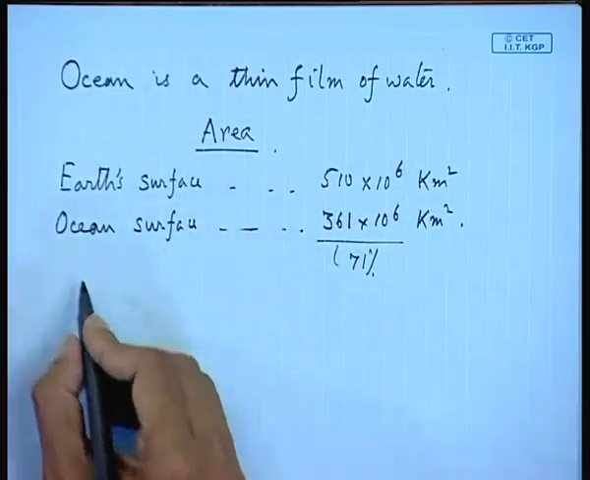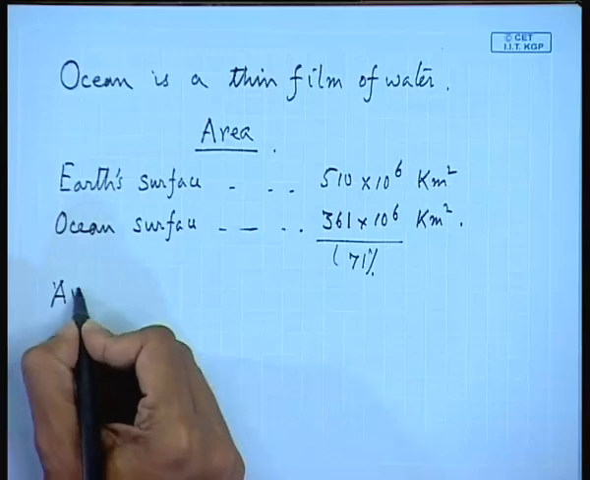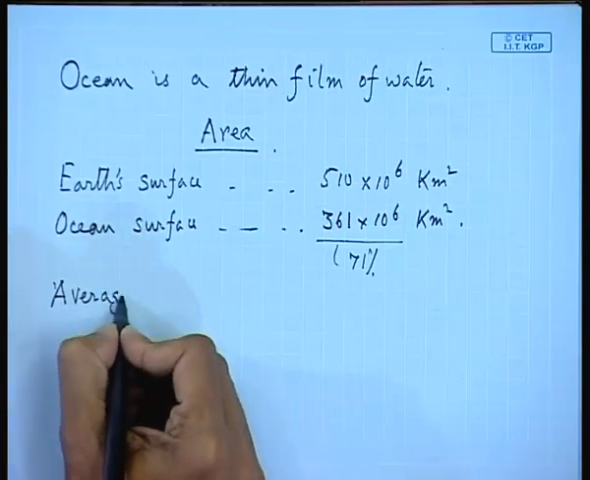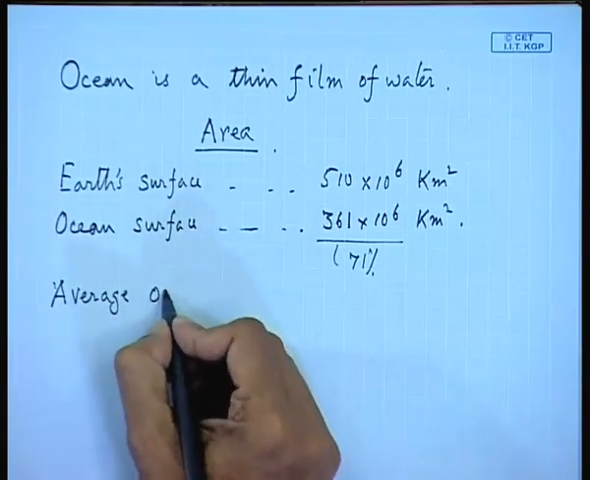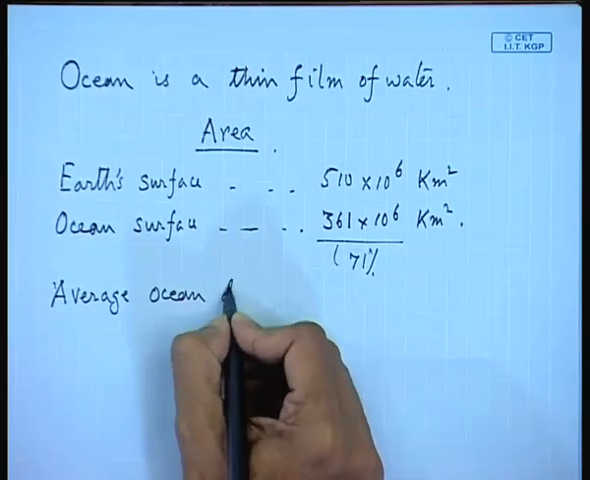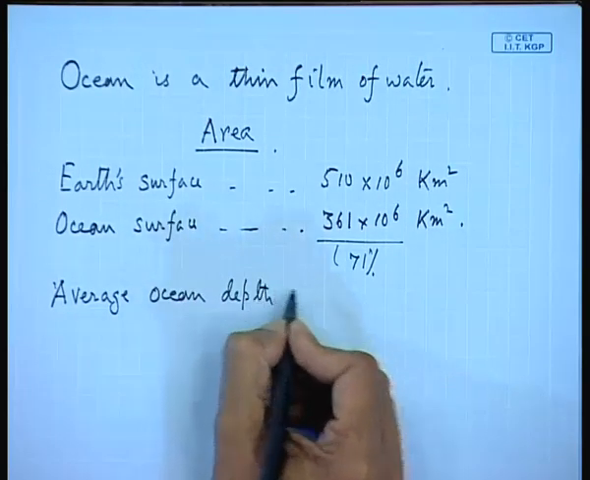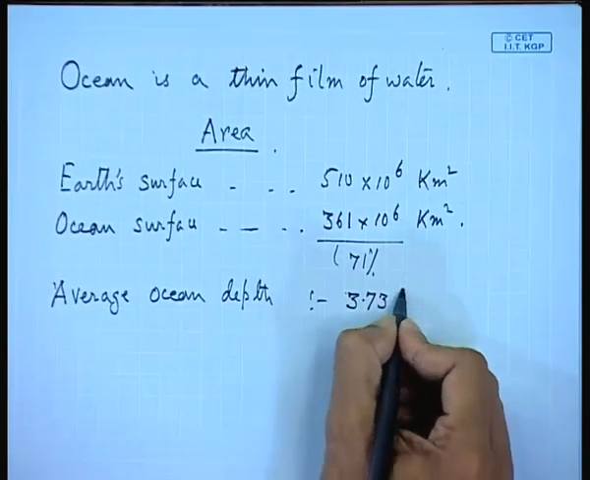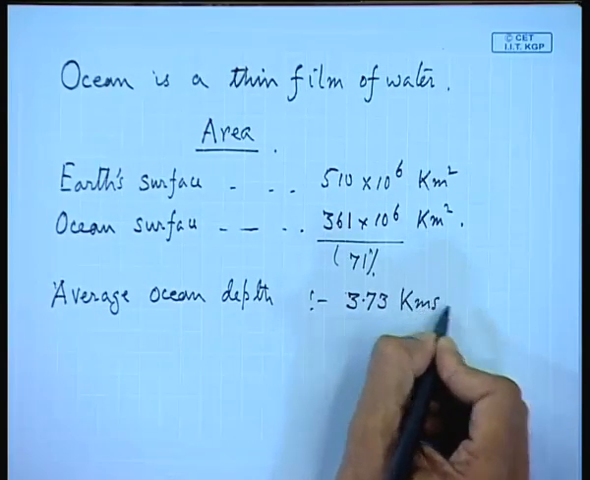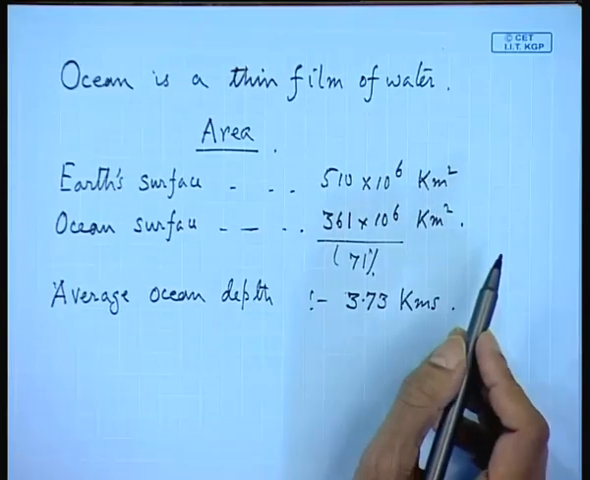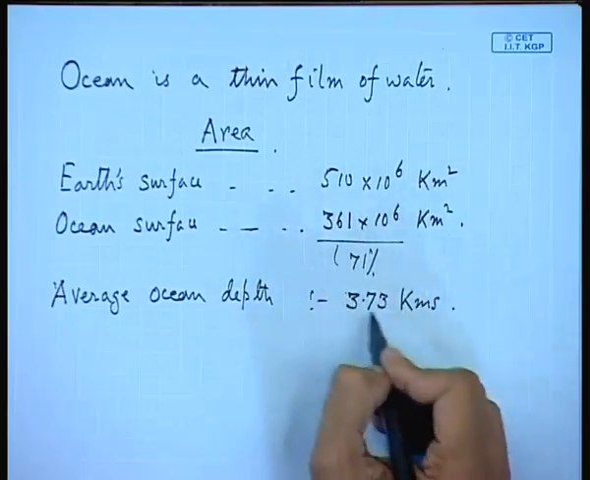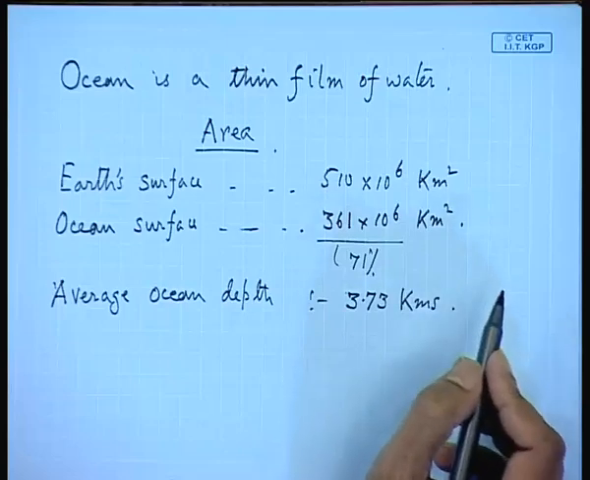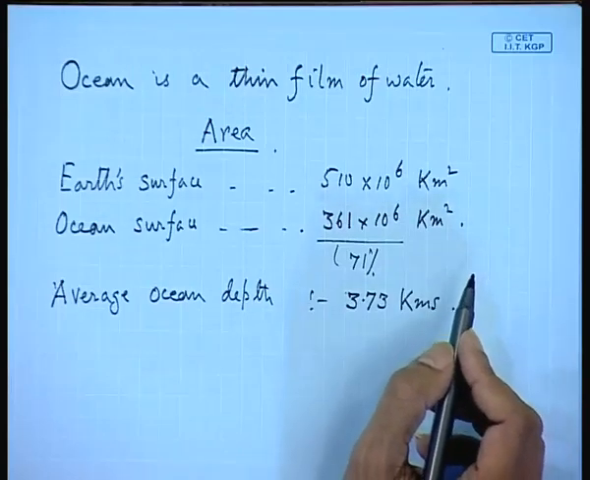Now, the average ocean depth is 3.73 kilometers. So, with this, the 361 multiplied by 3.73, one can get a rough idea of the water mass.